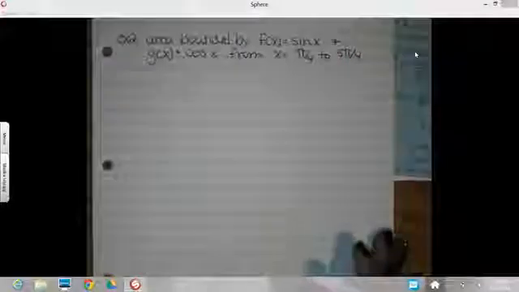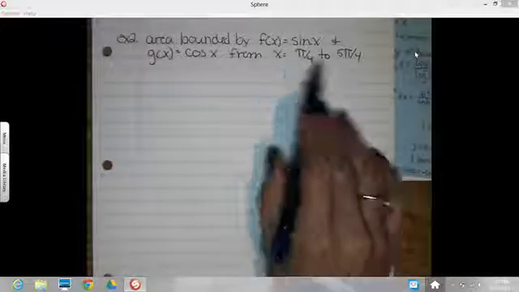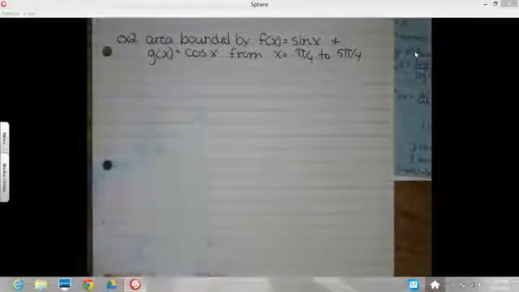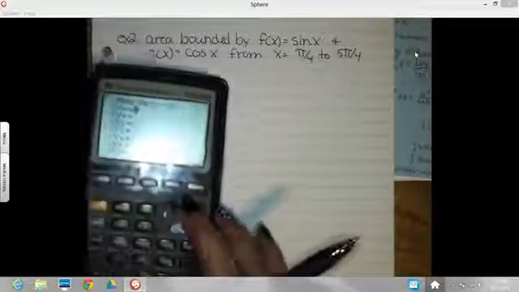So a sketch would still be nice. Here I'm doing one of the steps for you by giving you this intersection, but I'll show you what you could do if that didn't happen. So we've got y equals cosine x and sine x. Doesn't matter which goes in first. Do a zoom trig.